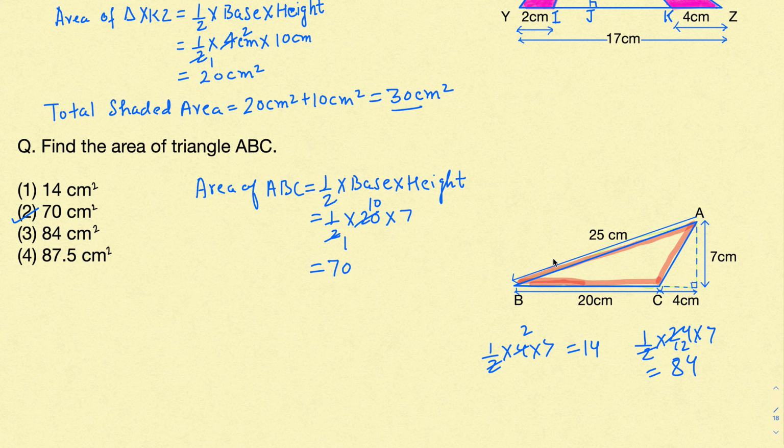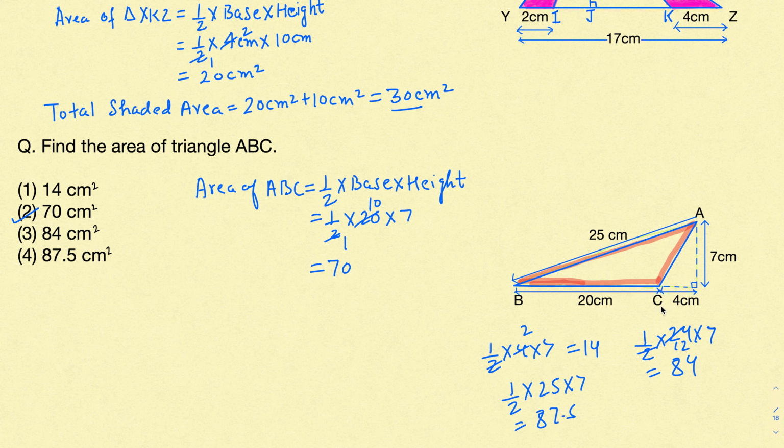And even this 87.5 is also feasible if the student takes 25 cm as the base and 7 cm as the height. I've seen a lot of students doing this. So let's calculate quickly. If you calculate this, it will give you 87.5. So you can see here all the other options are also possible if you don't take the correct base and the correct height, right?